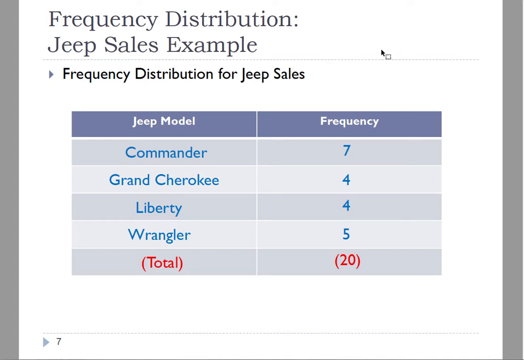So here we go. Here's a frequency distribution for our Jeep sales. There were 7 customers who bought the Jeep Commander. There were 4 customers who bought the Jeep Grand Cherokee, 4 who bought the Jeep Liberty, and 5 who bought the Jeep Wrangler. So all we're going to do, remember, we've got our titles, and then we're just going to add up. So what is total sales? It is 20.